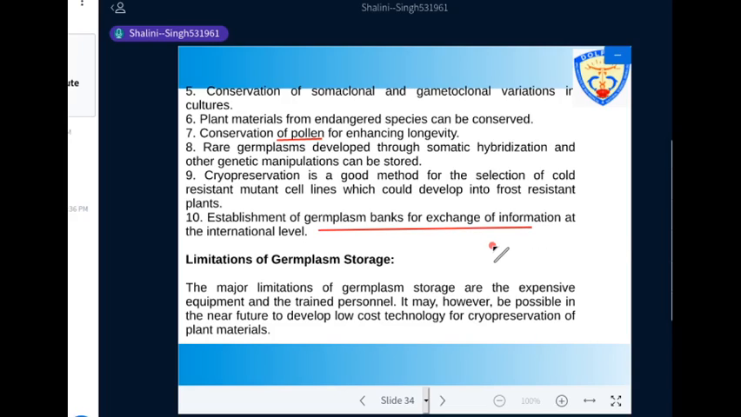There are limitations of germplasm storage. The major one is the expensive equipment and trained personnel which are required for germplasm conservation in vitro. For cryopreservation, it may, however, be possible in the near future to develop low-cost technology for cryopreservation of plant material, and it will benefit us in a long way.